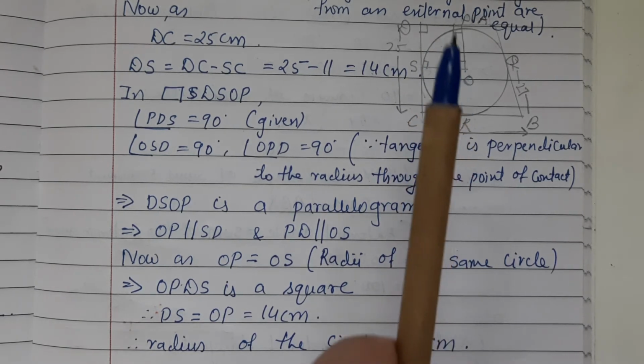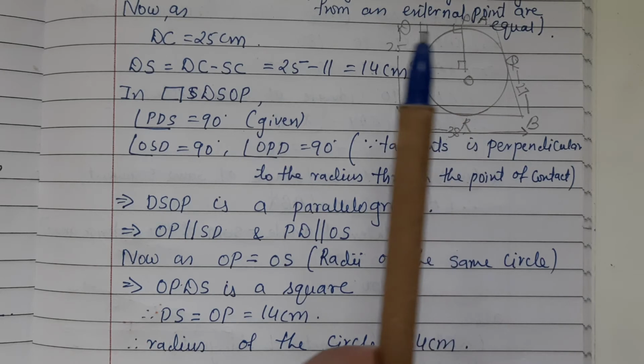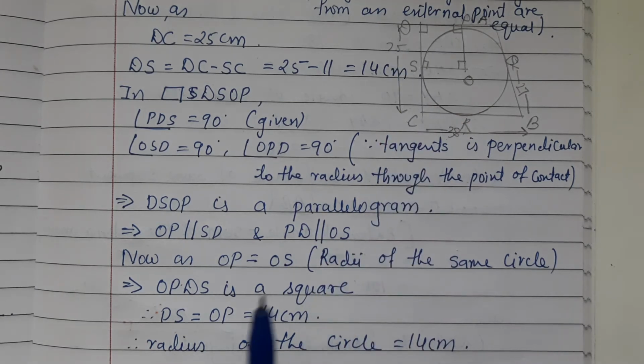Now OP is equal to OS, radii of the same circle. Therefore OPDS is a square. Therefore DS is equal to OP equal to 14 centimeter. Radius of the circle equal to 14 centimeter.